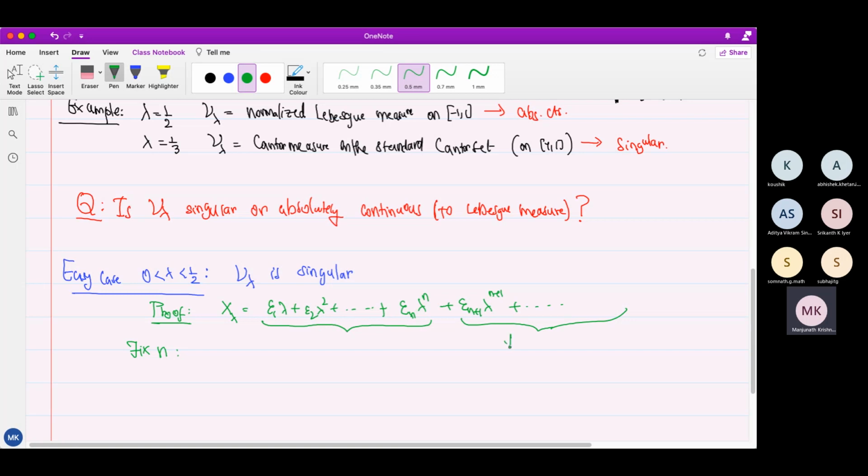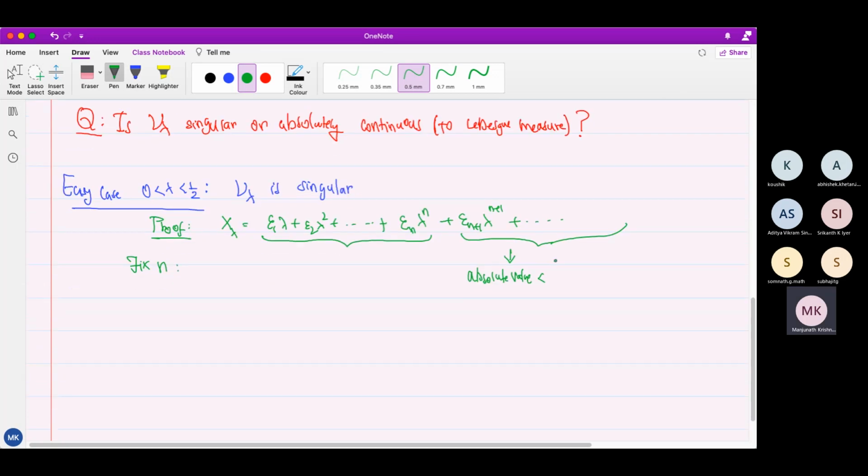Let's look at the absolute value of the tail part. It is bounded by putting absolute values inside, and all epsilon i's are plus or minus 1, so it is less than or equal to lambda to the n plus 1 plus lambda to the n plus 2 plus dot dot dot, which is simply lambda to the n plus 1 divided by 1 minus lambda. So this is a small random variable in this sense.